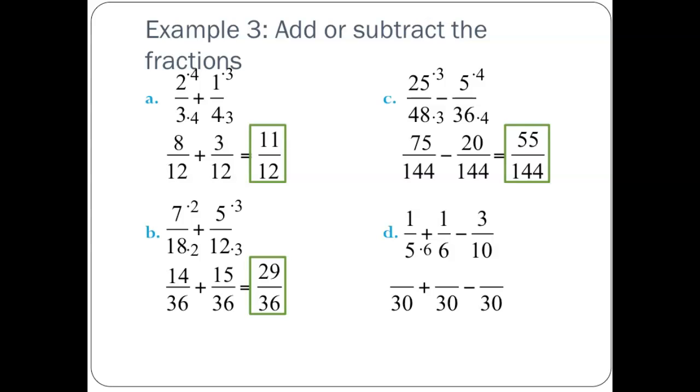5 times 6 gives us 30, so 1 times 6 is 6. That's our numerator. In the next one, we have 6 times 5 giving us 30, so 1 times 5 gives us 5 in this numerator. And then in this last one, we multiply by 3, and we have 10 times 3 equals 30, so 3 times 3 equals 9. So 6 plus 5 minus 9 is equal to 2. Keep the denominator, so we have 2 over 30, and that can be simplified down to 1 over 15.